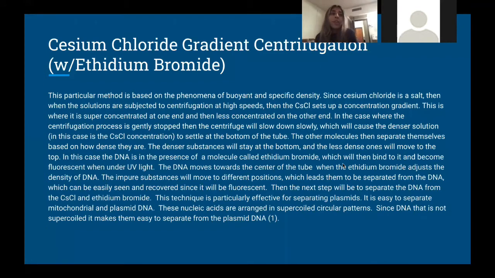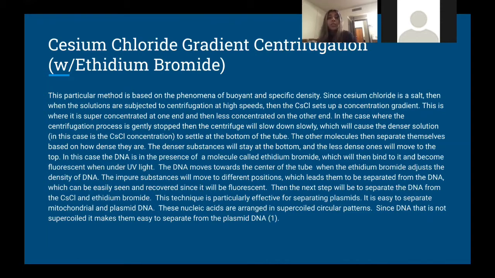Going off the other methods, one of them is cesium chloride gradient centrifugation with ethidium bromide. This method is based on the phenomena of buoyant and specific density. Since cesium chloride is a salt, when the solutes are subjected to centrifugation at high speeds, the cesium chloride sets up a concentration gradient. This is where it is super concentrated at one end and less concentrated on the opposite end.